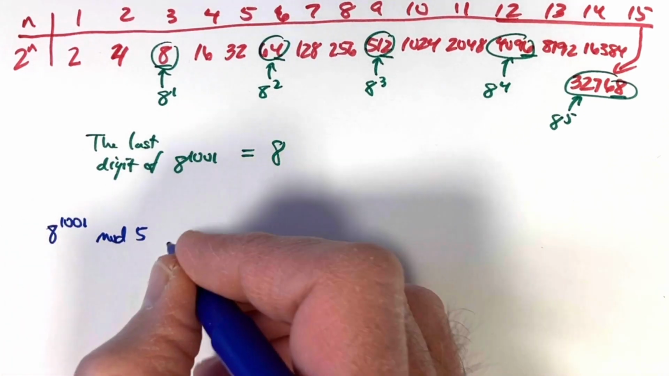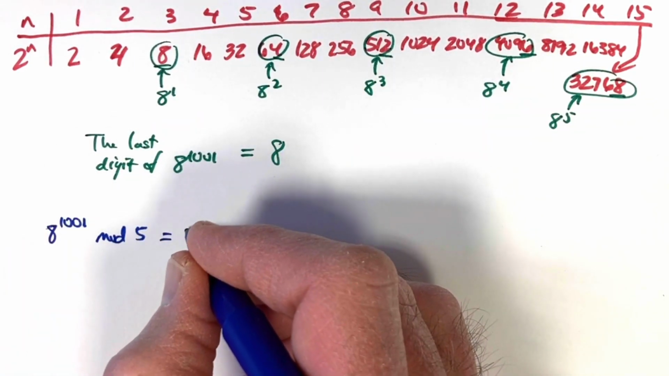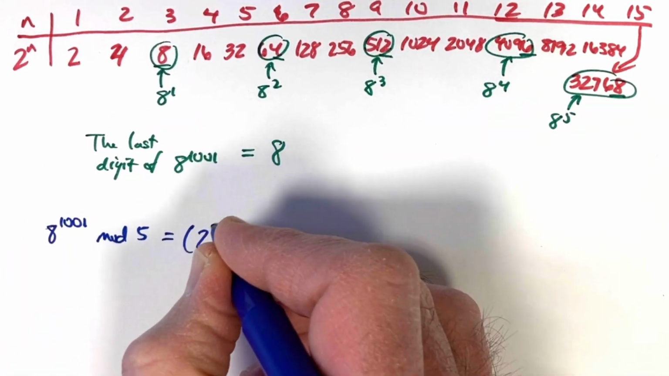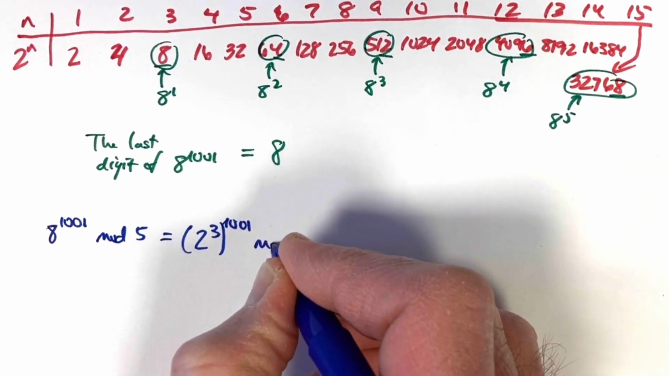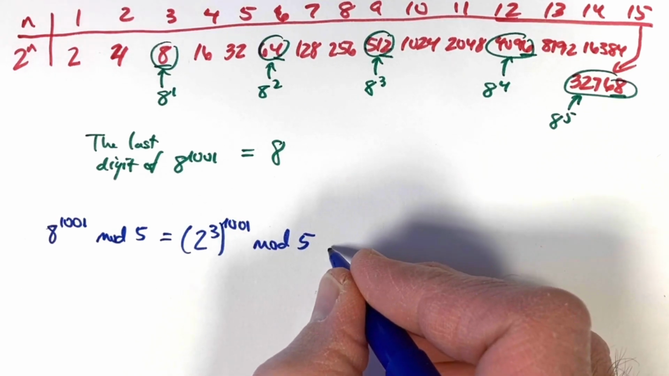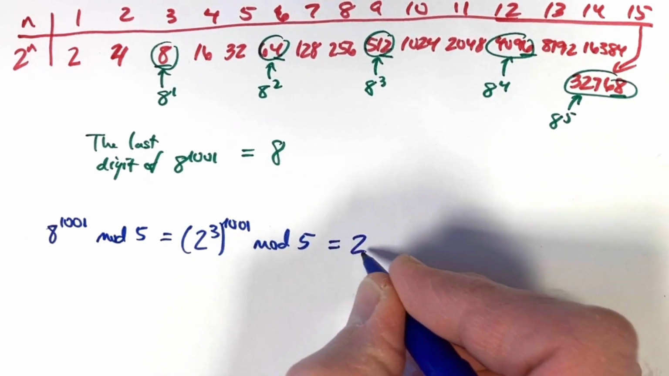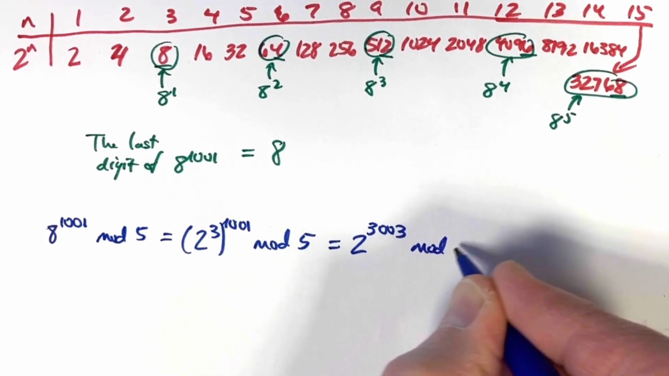We start this method in the same way we did up here, except we use that 1001 power as is. Write 8 as 2 to the third power. That's getting raised to the 1001 power. We're going to again mod by 5, which means we want to find the remainder when we divide this by 5. Now go ahead and multiply those exponents. This is the same as 2 to the 3003 mod 5.